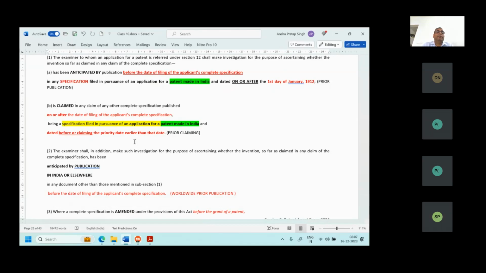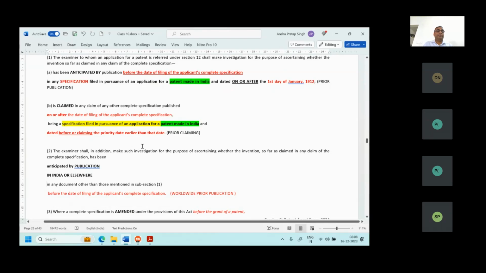But this claim refers to a patent application which has been made in India but has been published after your application. Okay, it is getting published on or after the date of filing of your patent application, but it is claiming a priority. It has a priority date before you. Since it has a priority date before you, their claims are relevant for checking your anticipation. Okay.